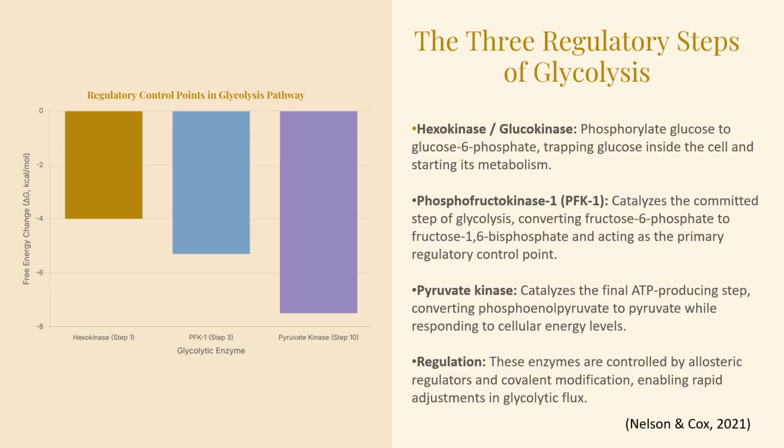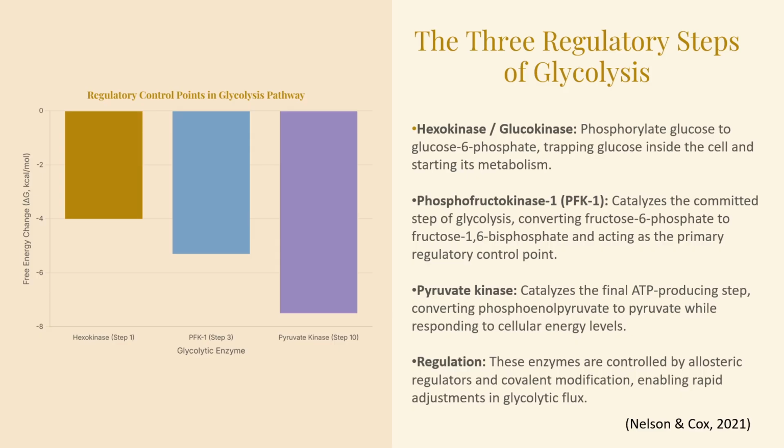The third regulatory step occurs at the end of glycolysis and is catalyzed by pyruvate kinase. This enzyme converts phosphoenolpyruvate, or PEP, into pyruvate while generating ATP through substrate-level phosphorylation. Since this is the final step of glycolysis, it also plays an important role in controlling how quickly the pathway proceeds.